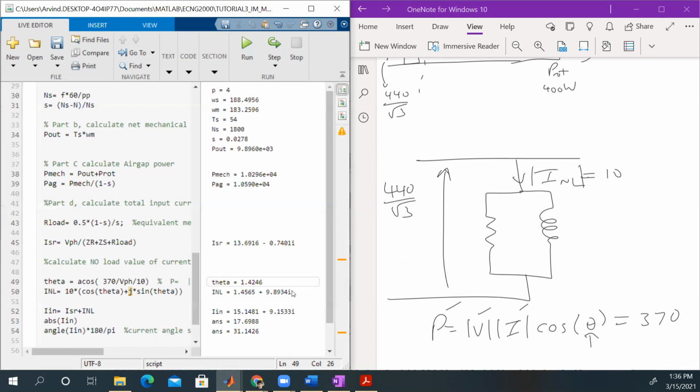1.4246 radians. And then we can find what the complex value of the current is, because we know that it is just the magnitude multiplied by cosine theta plus j sine theta, right? So we get that value there. So actually this should be minus j sine theta. Why we use minus j sine theta? Because it is an inductive load, so the current should be lagging, right?